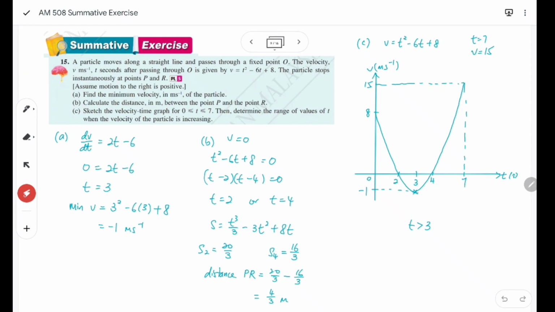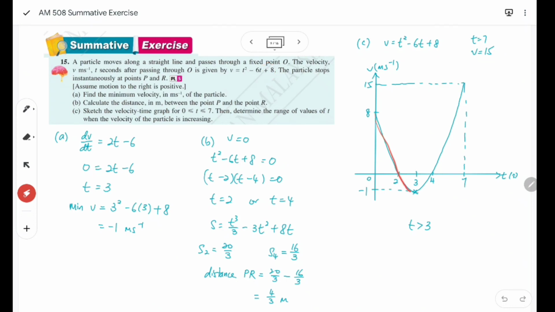C. Sketch the velocity time graph for t from 0 to 7. Determine the range of values of t when the velocity of the particle is increasing. Alright, so first we need to sketch the graph of v equals t squared minus 6t plus 8. From v equals 0, we know that t equals 2 and 4. Okay, so we will have our roots at 2 and 4. And we know this is a smiley graph, starting with the initial velocity of 8. When t equals 0, our initial velocity is 8.